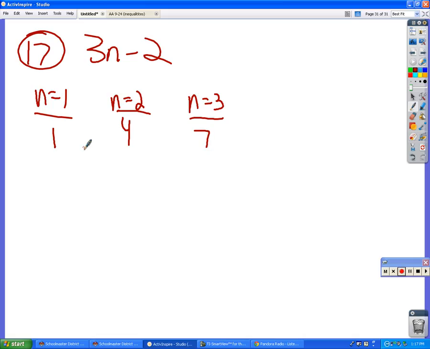7. And so now you should be able to look at these answers right here and figure out what the next numbers are without plugging stuff in. What's it going up by each time? 3. So the next one will be 10, and then 13, okay? So we'll leave it at that. So that's the next answer. The answer is 1, 4, 7, 10, 13, going up by 3 each time.